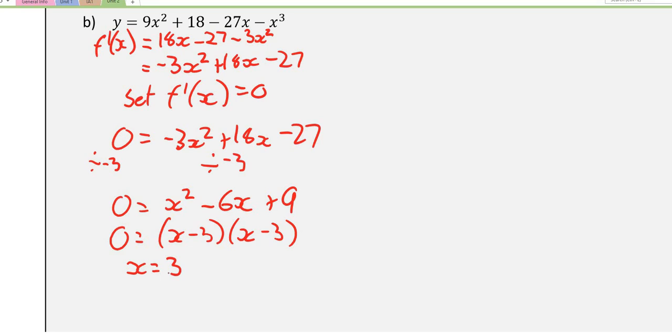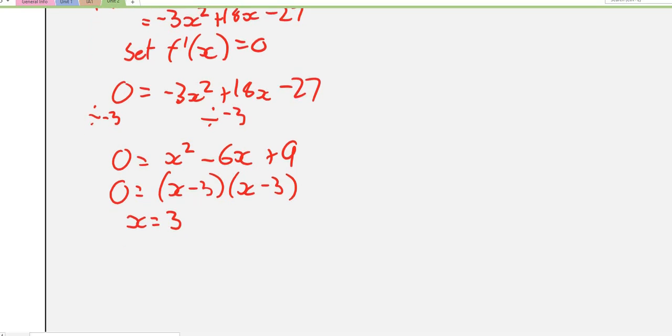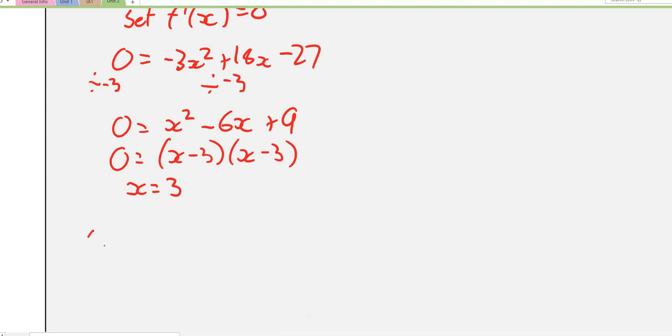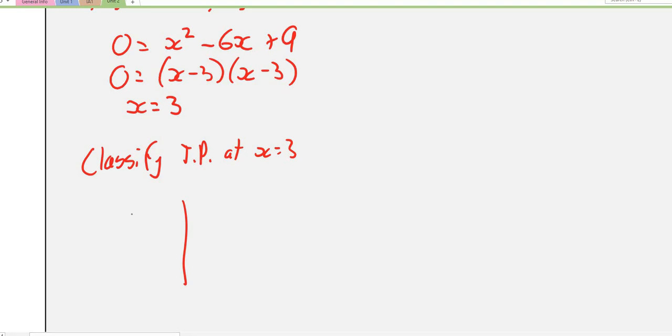Now, because of the numbers I've used, like 27s and 18s, because we're using that rule, we're going to do this one tech as well. So I am going to classify the turning point at x equals 3. Like I said, guys, the way we do this is we just sub x equals 3 into the derivative. So we know that f dash of 3 is 0.